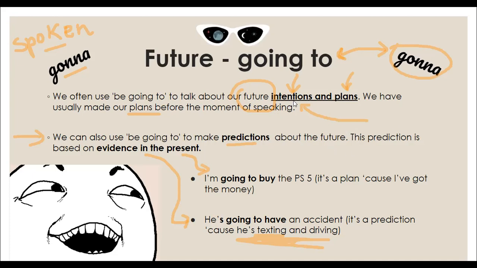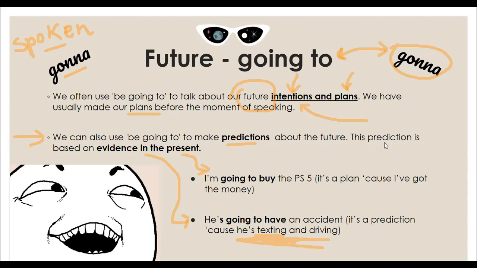Intentions is something that you want to do. Plans, obviously a plan, you already thought about the plan and had a conversation about the plan with another person. And finally, predictions with evidence in the present. That's very important. If you have evidence, then you use "going to".